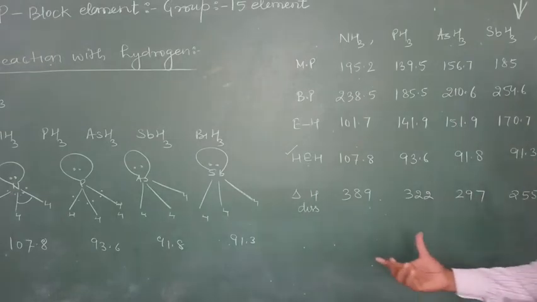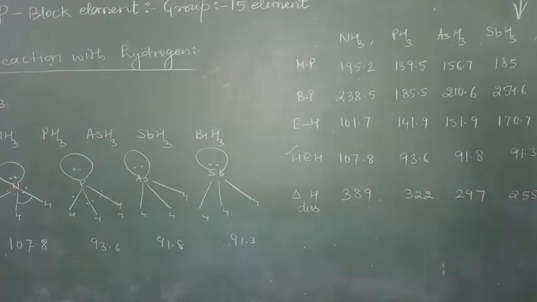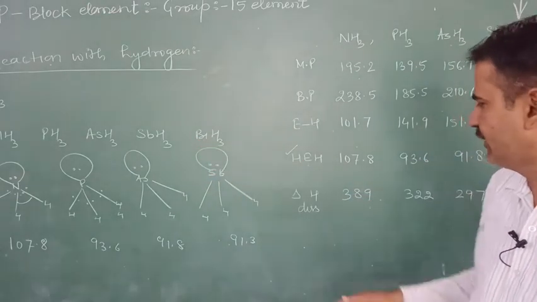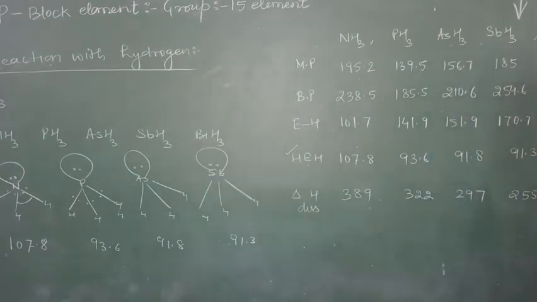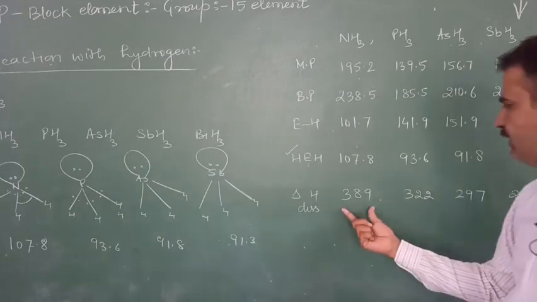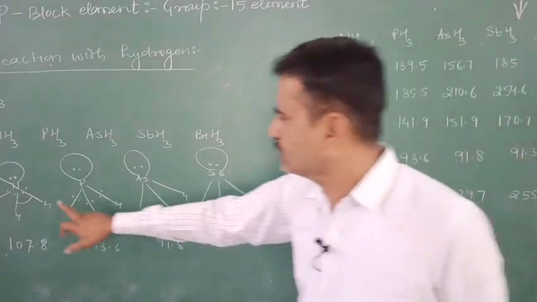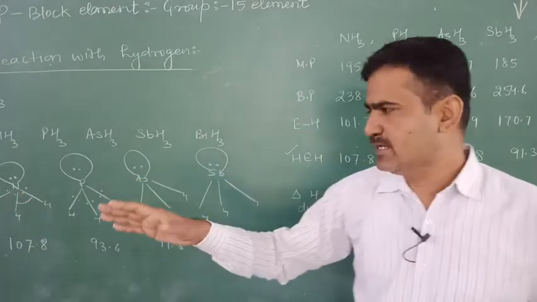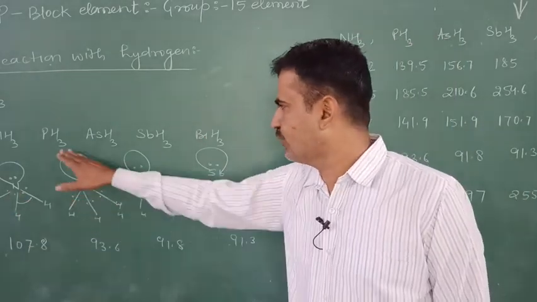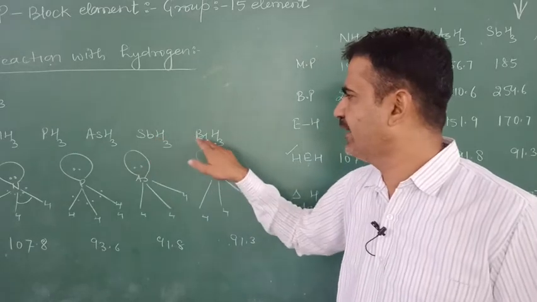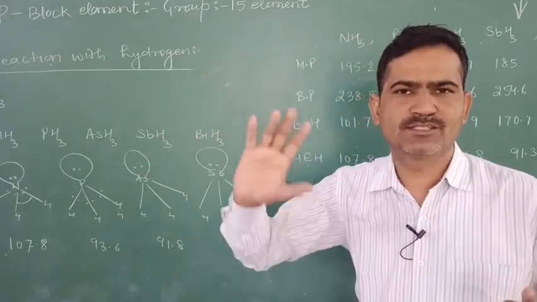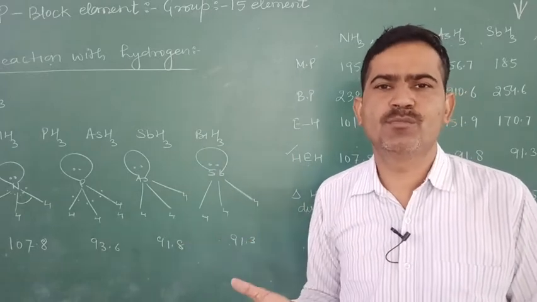After this we will discuss their bond dissociation enthalpy of the central atom with hydrogen. The bond dissociation enthalpy is highest for nitrogen because it has the shortest bond length. As the bond length increases while moving down the group in the hydrides, the element hydrogen bond length increases. The larger the bond length, the easier it is to decompose.